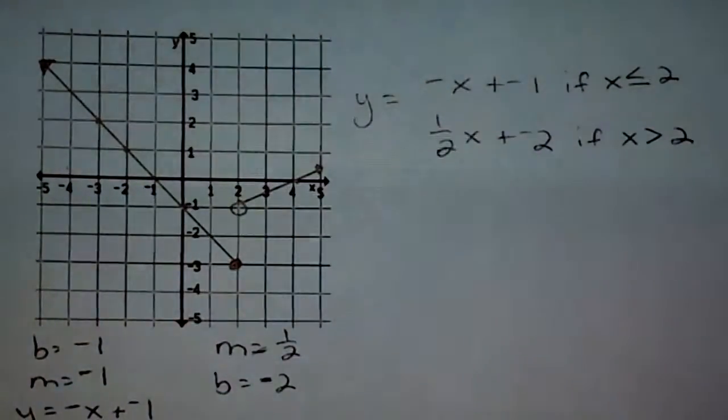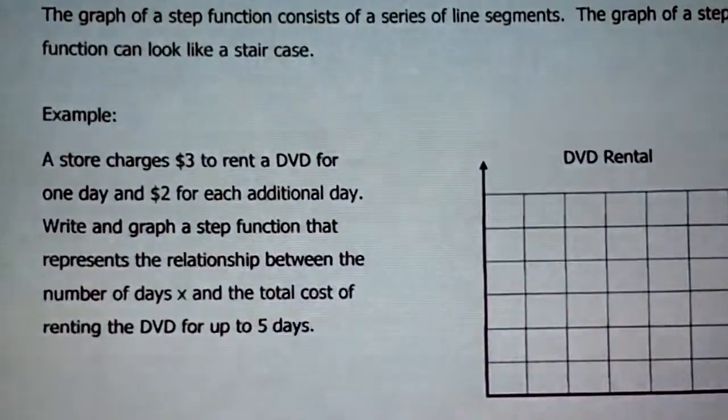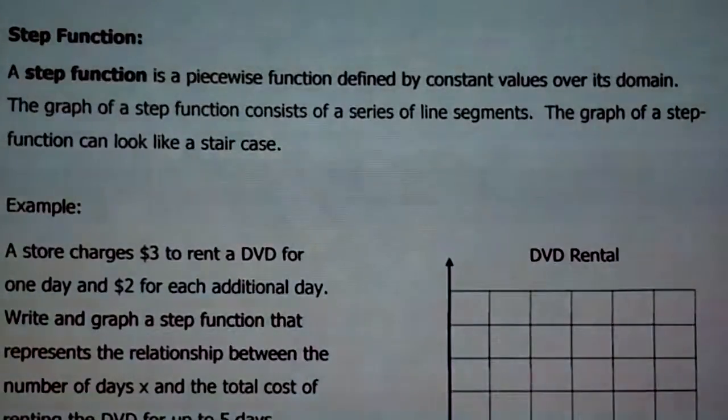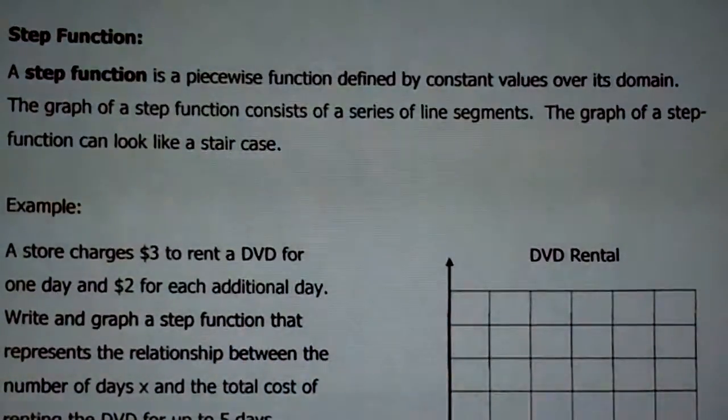We have one more, of course, because where would we be without a nice little story problem? Math story time. Okay, this is called a step function. It looks like a piecewise. So it's a piecewise function defined by constant values over its domain. The graph of a step function consists of a series of line segments. The graph of a step function can look kind of like a staircase. So if it looks like steps, it's a step function.